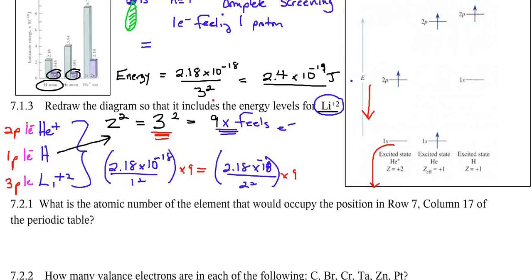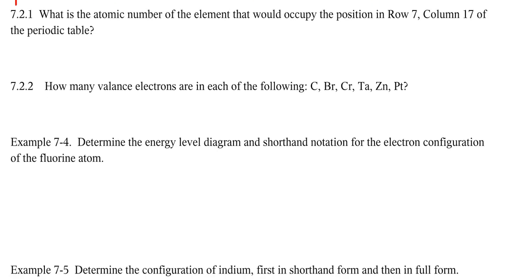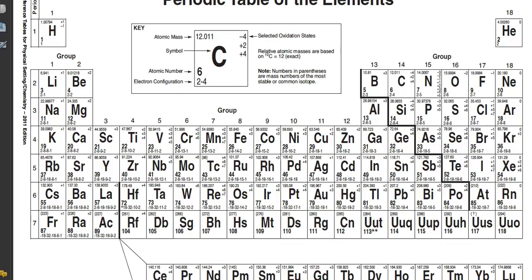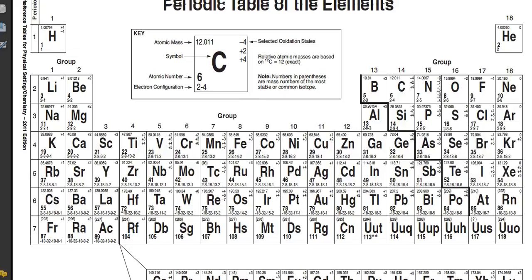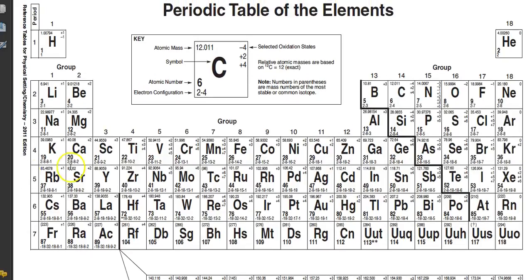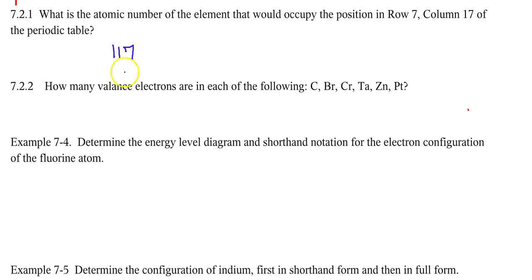All right, moving forward. 7.2, what's the atomic number of an element that would occupy position row 7, column 17 of the periodic table? That's pretty simple stuff. So looking on our periodic table here, we can see that we are in row 7, n equals 7, and then group 17, and the atomic number is 117 there. Tough one.